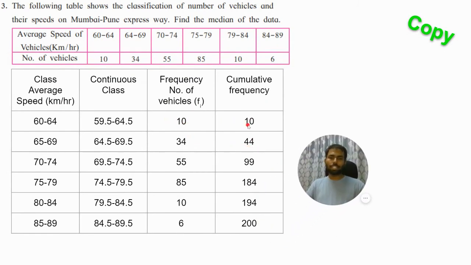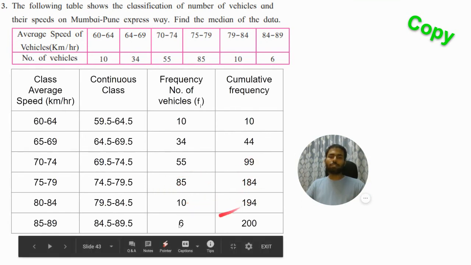First number को वैसे के वैसे लिखो. So 10 को वैसे के वैसे 10 लिख दिया. So 10 plus 34 will be 44. 44 plus 55 will be 99. 99 plus 85 will be 184. 184 plus 10 is 194. 194 plus 6 is 200. So you have found cumulative frequency of less than type.